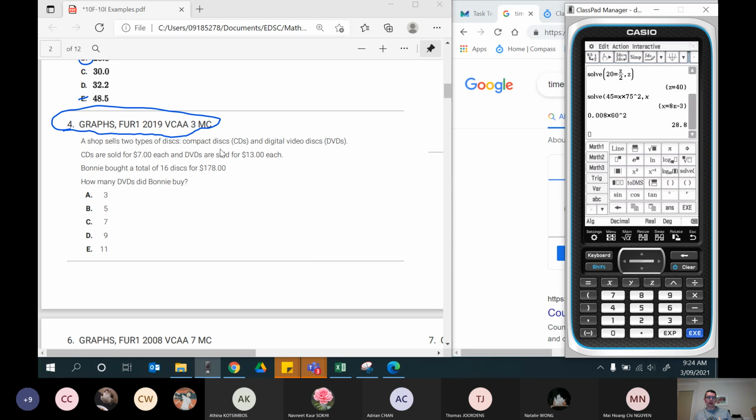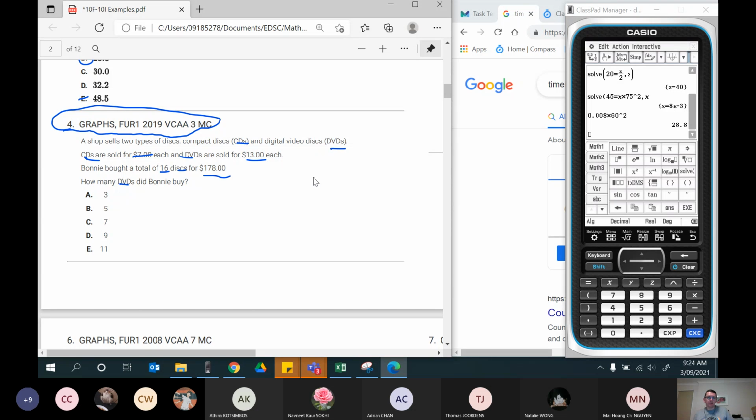A shop sells compact discs, CDs, and we've also got DVDs. CDs are sold for $7 each, and DVDs are sold for $13 each. Bonnie bought a total of 16 discs for $178. So that's made up of DVDs and CDs, or just DVDs or CDs, we don't know. How many DVDs did she buy?